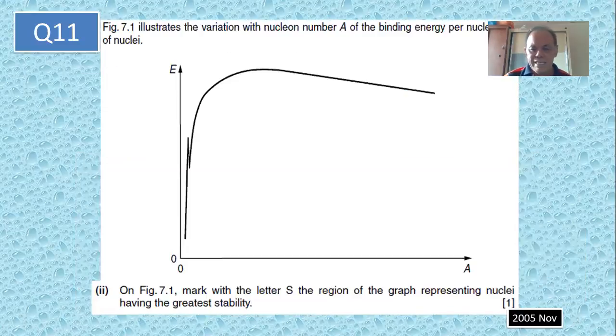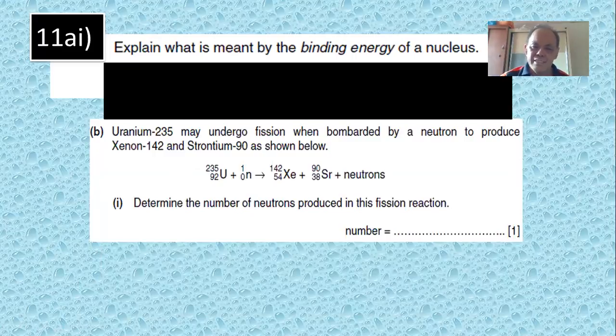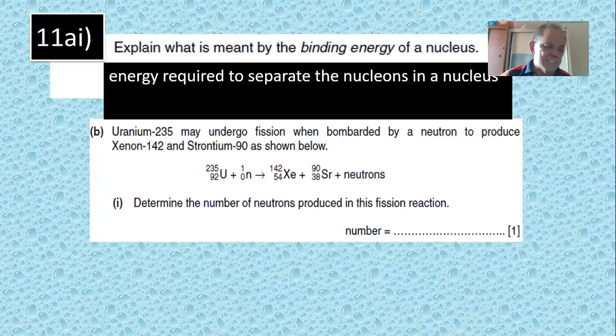This one, question 11, November 2005. Same thing. Illustrate the variation of binding energy per nucleon with nucleon number A. On the figure, mark S, the region of the graph representing nuclei having the greatest stability. That's what we want, the highest point. Explain what is meant by the binding energy of a nucleus. Memory work: energy required to separate the nucleons in a nucleus completely. The term must be like completely. They don't have any more attractive force anymore when you separate the nucleons. It's far away.